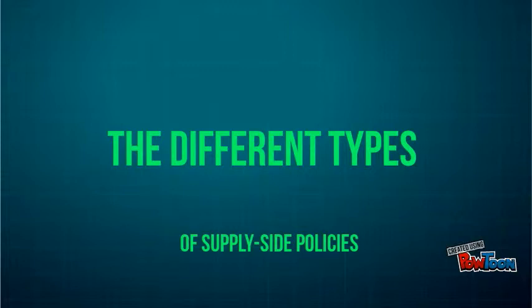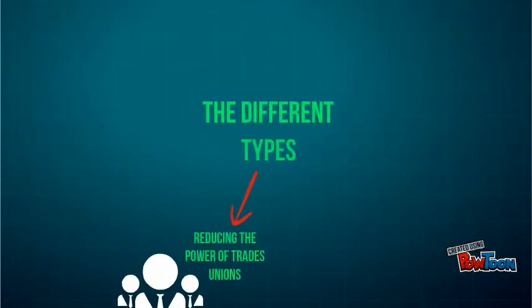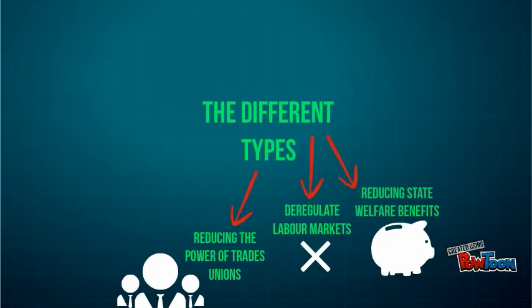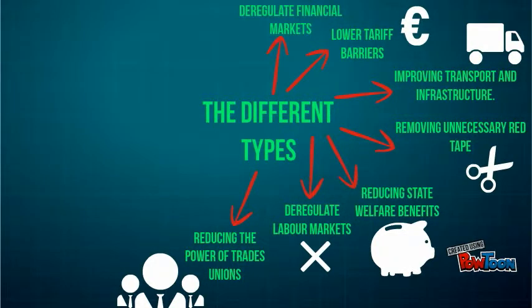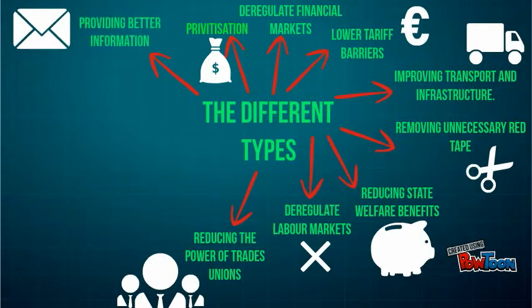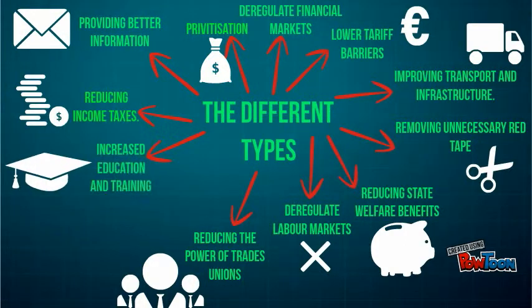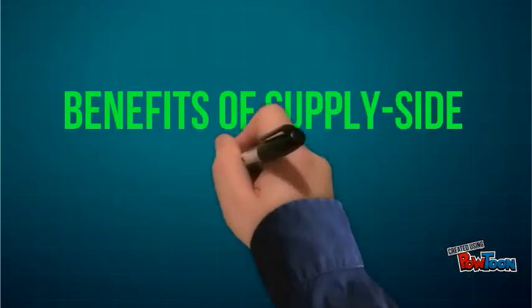The different types of supply-side policies: reducing the power of trade unions, deregulation of labour markets, reducing state welfare benefits, removing unnecessary red tape, improving transport and infrastructure, lower tariff barriers, deregulating financial markets, privatisation, providing better information, reducing income taxes, increased education and training, and deregulation.